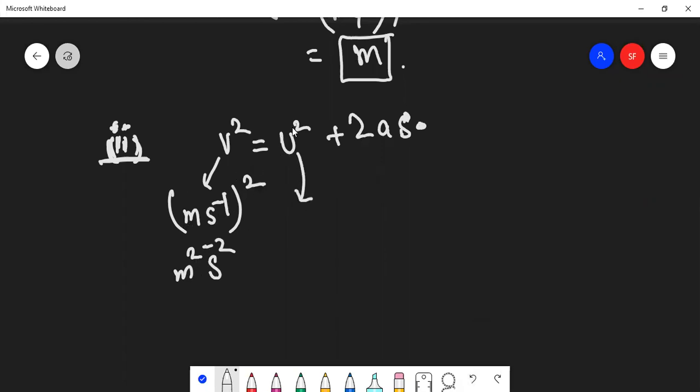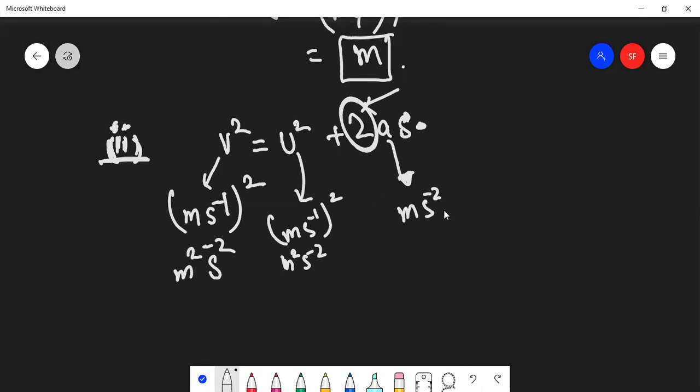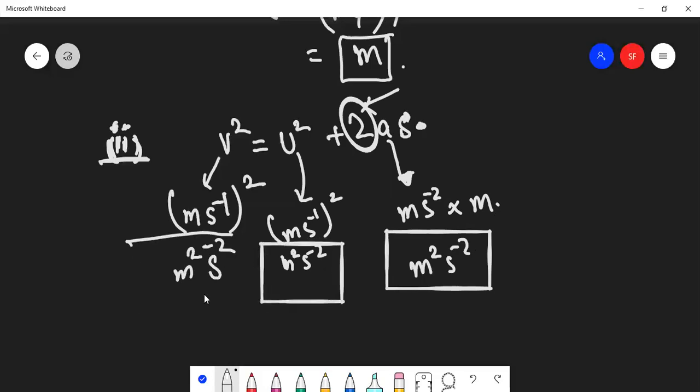What about this one? It's u squared, ms minus 1 squared. So that would be m squared s minus 2. Same thing, right? What about this one? 2 into ms minus 2 into... Do you need the 2? Oh, no, no. Then what to do? ms minus 2 into s into meters. m squared s minus 2. Okay, same.